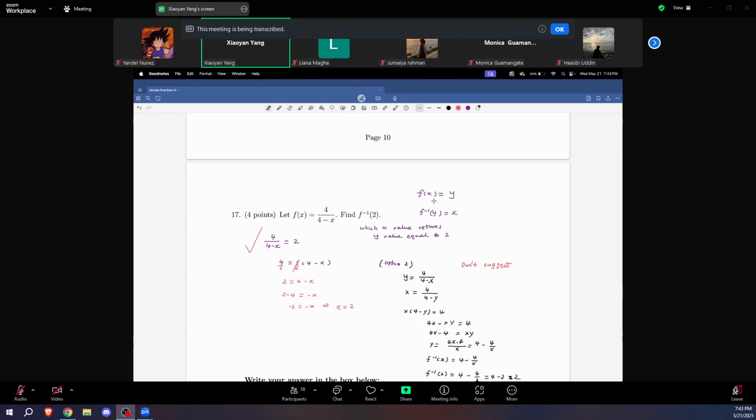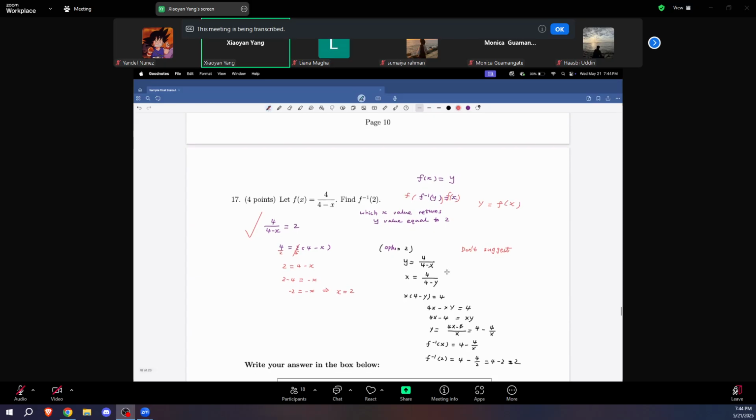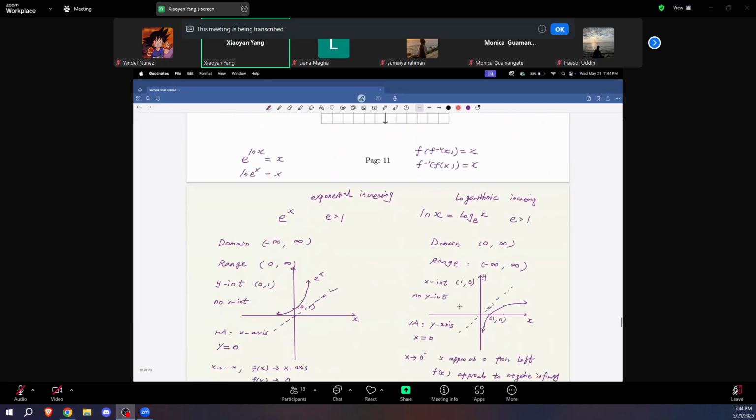Because if we have f inverse of y equal to x here, we can apply f to both sides. So this cancels, y equal to f of x. So it means you can replace f of x with 2. Another way to say it: which x value returns y value equal to 2. So just simply let the y value equal to 2 to solve it. This is easier. This is just the theory behind. Just simply let this 2 replace f of x, then try to solve for x. This is the easier way. Don't find the inverse function and plug in. That's too hard, okay?